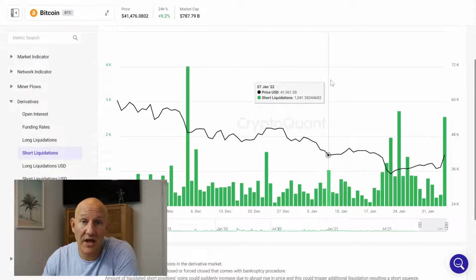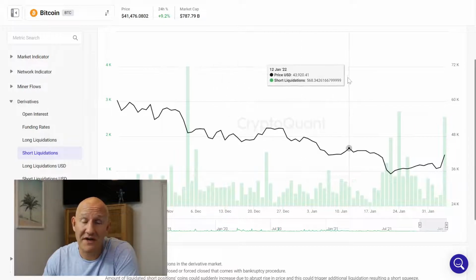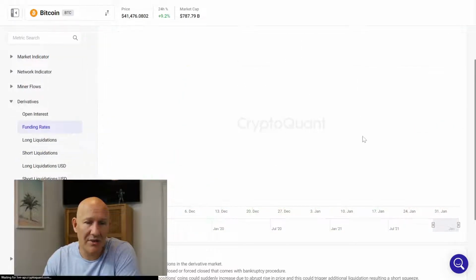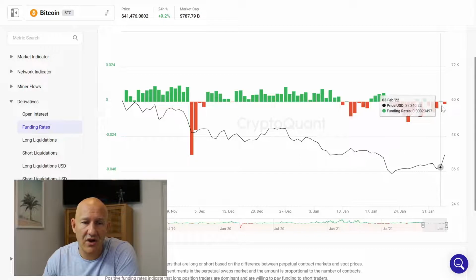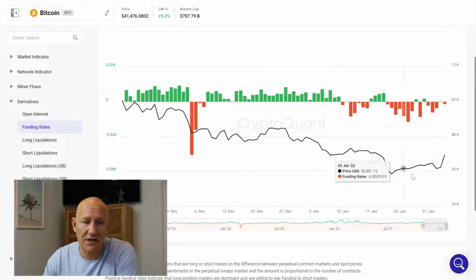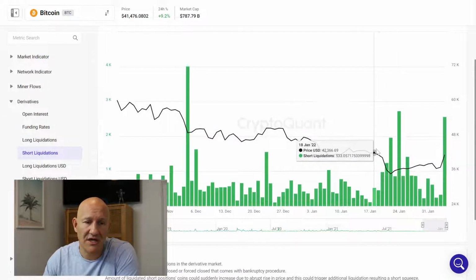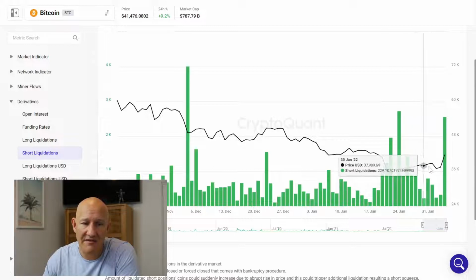And so we can also look at short liquidations on the chart as well. If you remember from the funding rate chart we looked at, we'll just quickly go back, we had these clusterings of negative funding rates as the market came down to this lower point here. And then what we see here on the short liquidation chart is that we then start to have all of these liquidations of short positions.